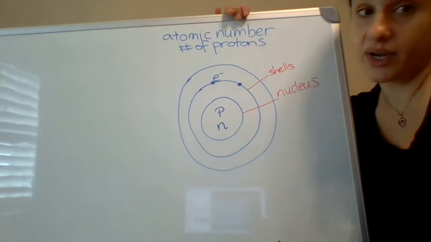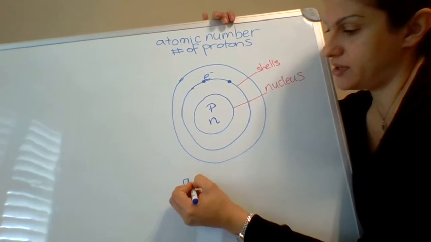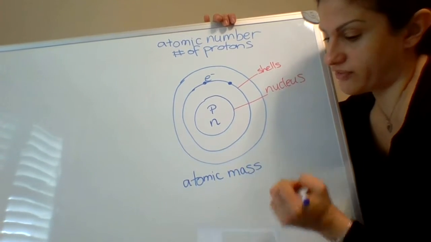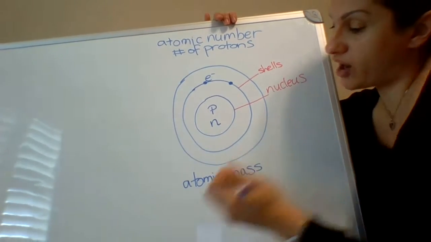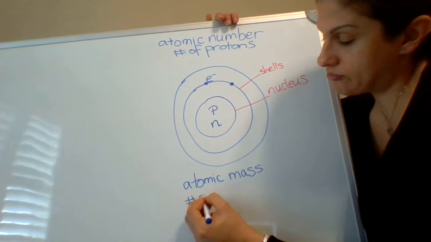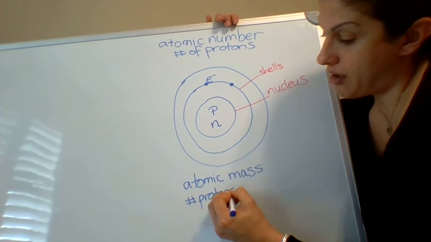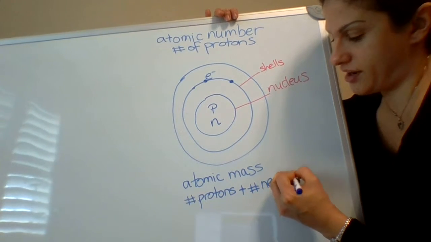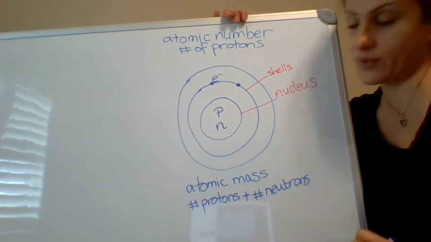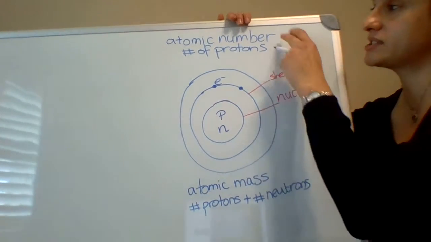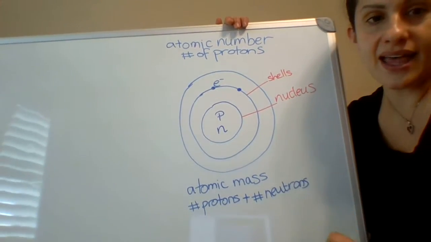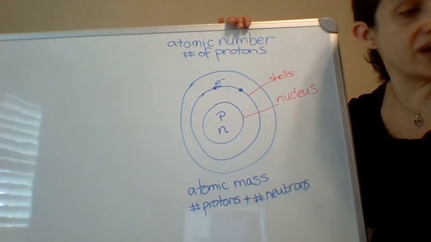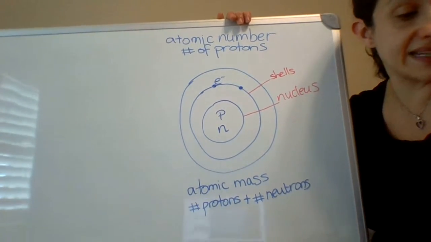And so then what is the atomic mass? The atomic mass is referring to the number of protons plus the number of neutrons. Okay, so that's why you'll always notice that the atomic number is less than the atomic mass most of the time. So let's look at one of these elements as an example.